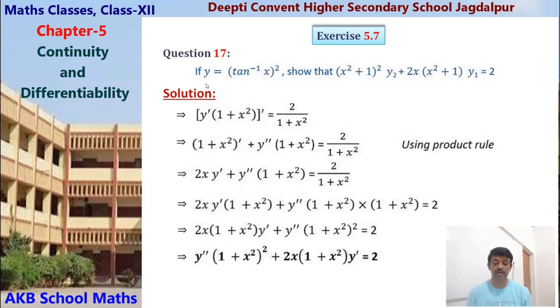Now, in between solving, we can prove it like this. Okay, we have got the result. Clear? Also you can prove it by finding the first order derivative and second order derivative, and putting these values on the left hand side, getting the right hand side as 2. Both methods are okay, but this method is very short and the right method. So this was the result of question 17 of exercise 5.7.